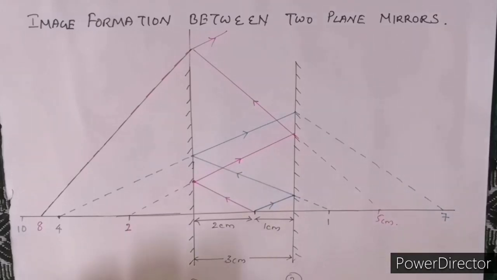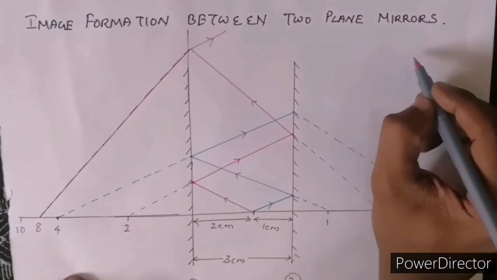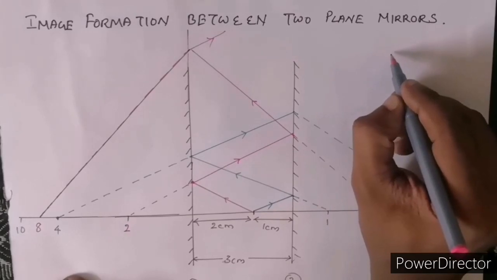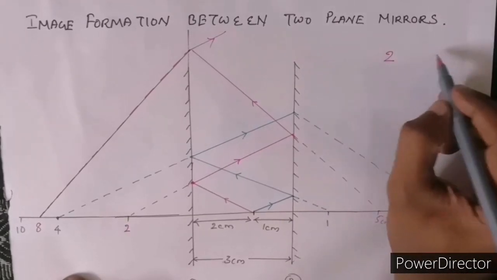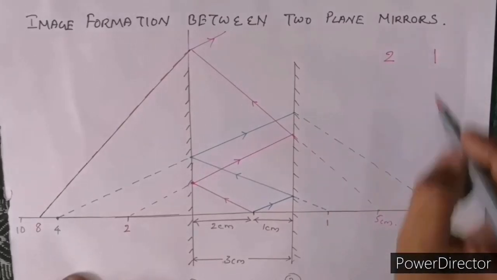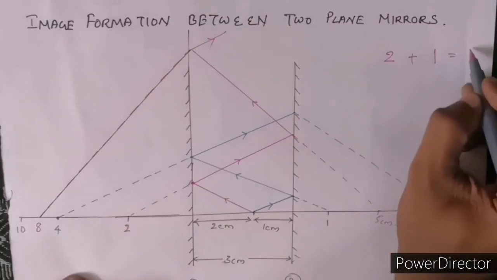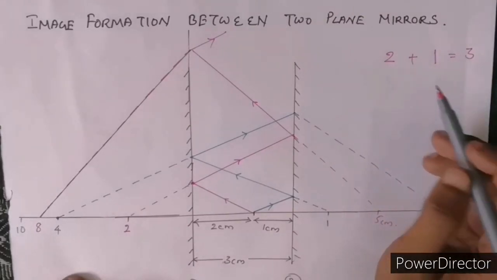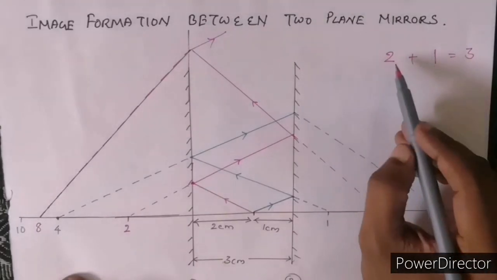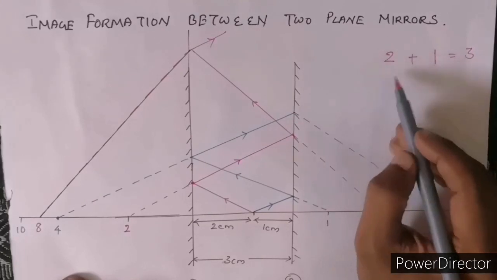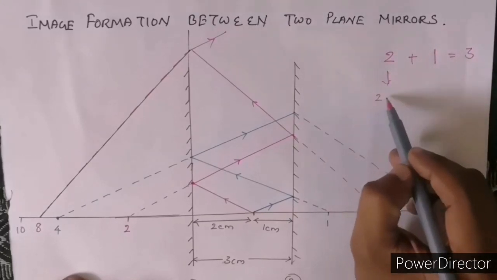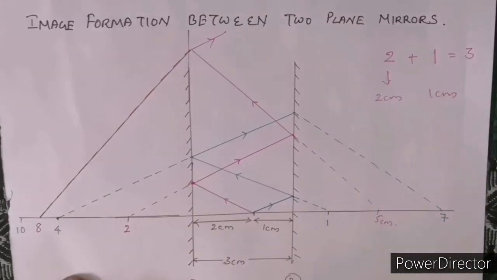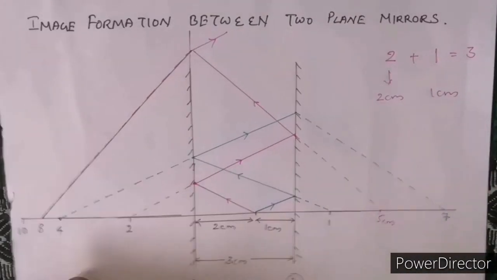So for this example, the object is placed exactly 2 cm from the first mirror and 1 cm from the second mirror. The total of 1 plus 2 is equal to 3. Fine. So the image produced by this one will be exactly the same numbers, that means 2 cm and 1 cm, and these will be the first images of the first mirror and the second mirror.